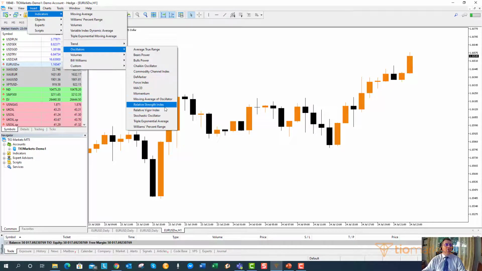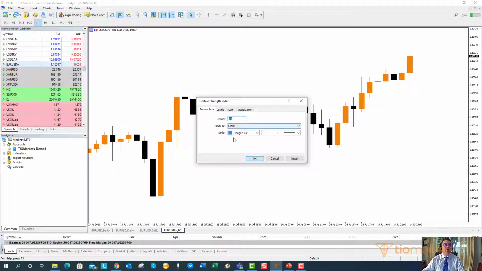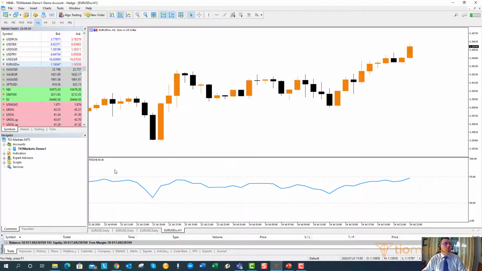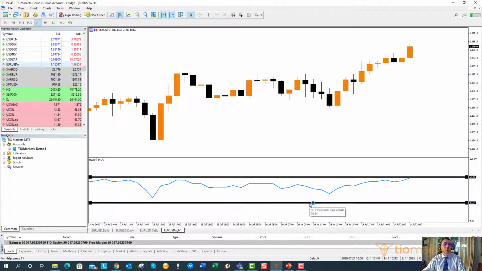There are many here that we can go through, but let's pick the most common one, which is the RSI, the Relative Strength Index. In the period, you can set the time frame that you're looking for. Let's set that to 14. Click OK. That's going to put the oscillator on the bottom part of your price chart, which today we're using as the RSI. The RSI oscillates between overbought, which is around 70, and oversold, which is 30.